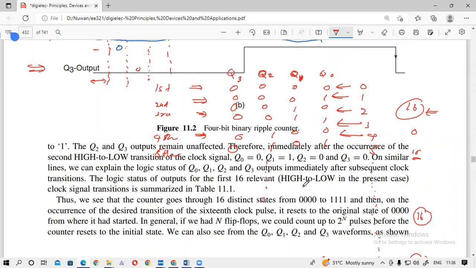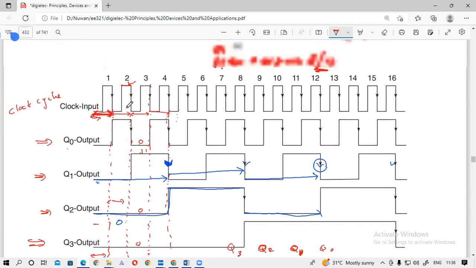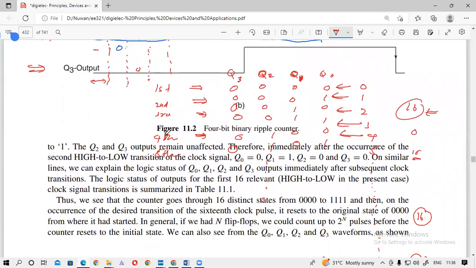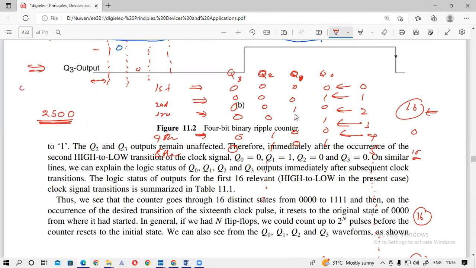So you can see that it is counting according to the clock cycle, so that is why it is called a counter. If you want to count, let's say, 256, or let's say you want to count up to 2500 from 0, how many flip-flops do you need for that counter? Can anyone tell?